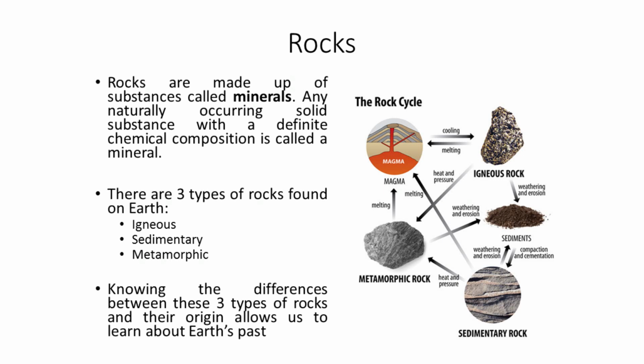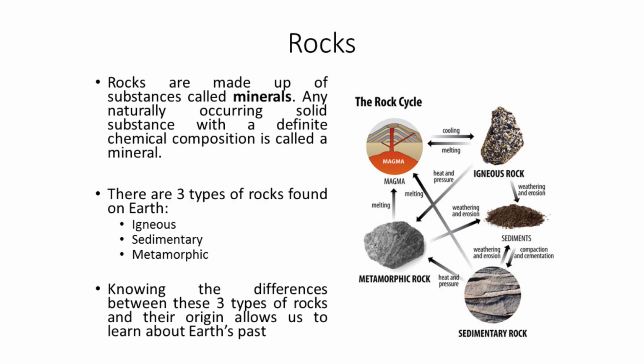Let us now learn the types of rocks which are found on the earth's surface. There are three types of rocks found on the earth, such as igneous rocks, sedimentary rocks, and metamorphic rocks. Knowing the differences between these three types of rocks and their origin allows us to learn about the earth's past. The rocks are classified based on their origin.